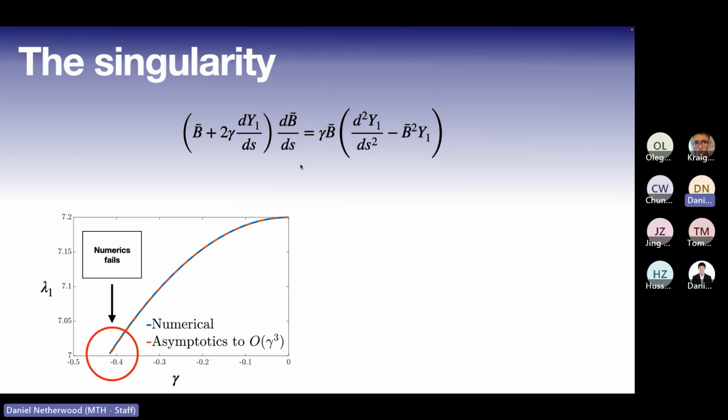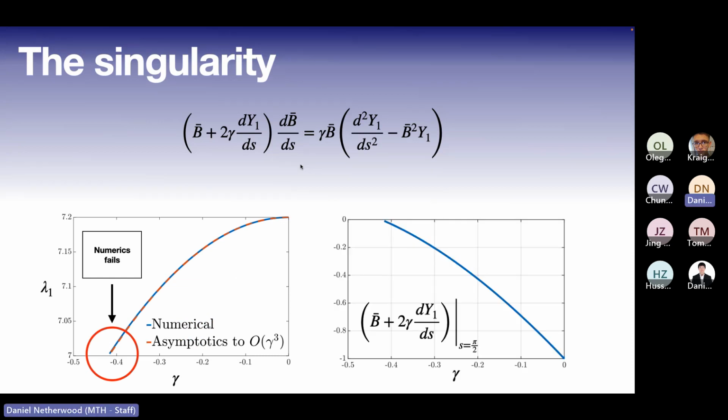So it turns out that we think we do have a singularity, because if you plot this left-hand side of this equation from the previous slide, v bar plus 2 gamma dy1 by ds, then you can see from this blue curve here that the solution is indeed careering towards 0 as gamma approaches about minus 0.41, which is where things were going wrong before. So this is our issue. We have a singularity in the first derivative of the curvature. Whether that's physical, I'm not sure.